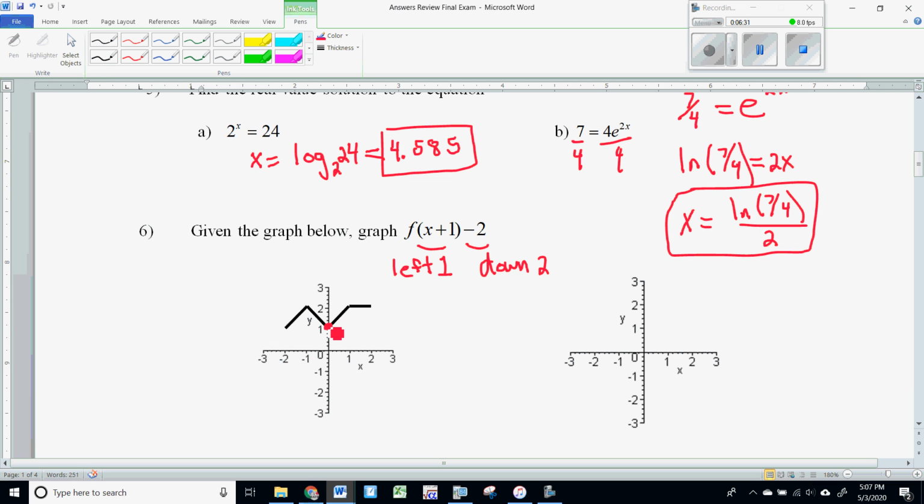So we're going to take this point right here, go left 1, down 1, 2. It gets to right there. This point right here, we're going to go left 1, down 2. That goes to right there. So if we finish our graph, we get to there.